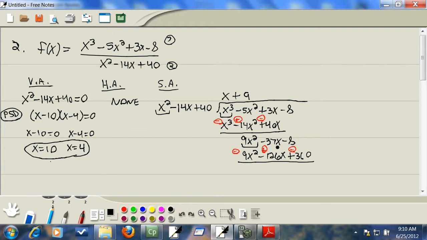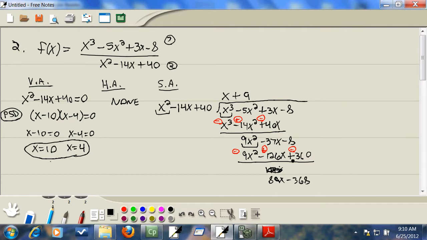9x squared minus 9x squared drops away. Negative 37x plus 126x gives us, no, okay, let me try it again. 89x, I believe. Let's see if that's right. Yeah, 89x. And negative 8 plus negative 360 is negative 368.